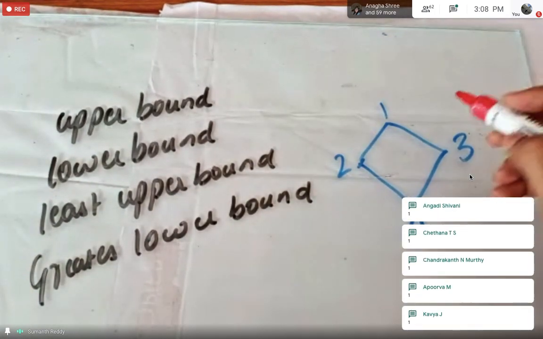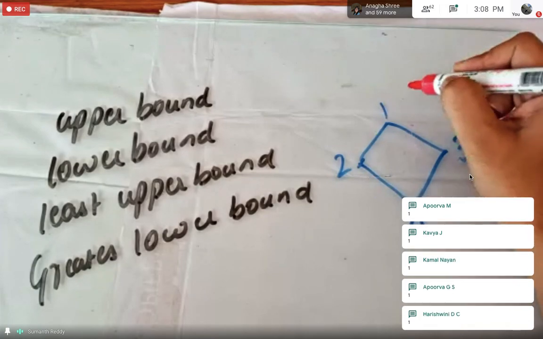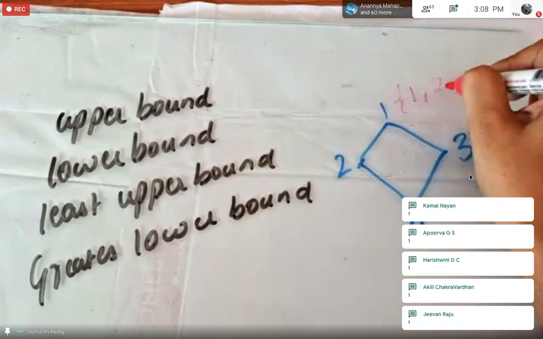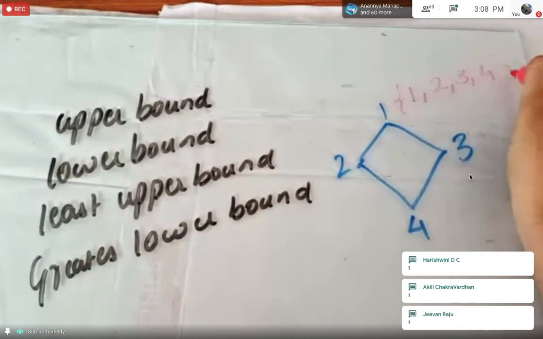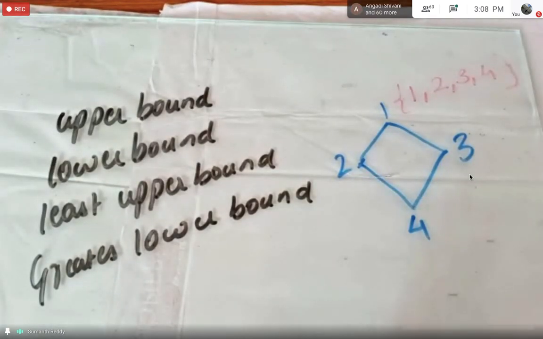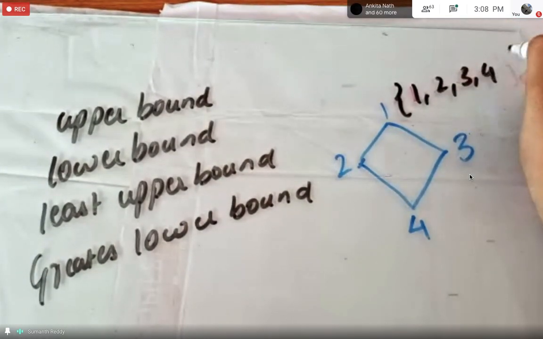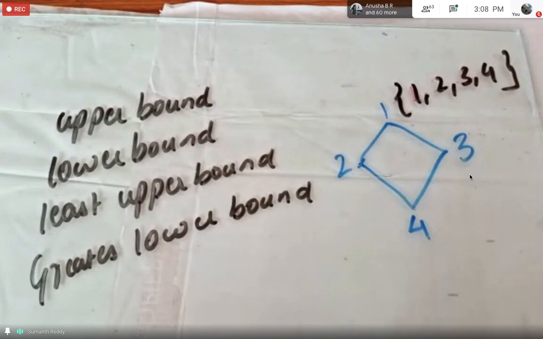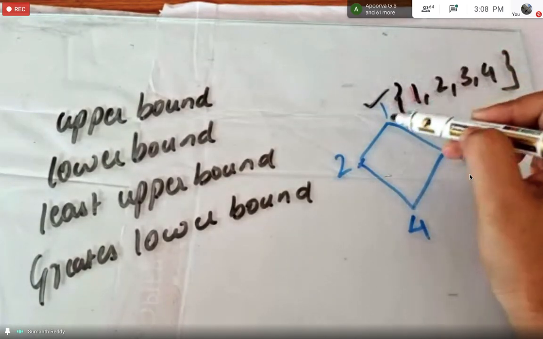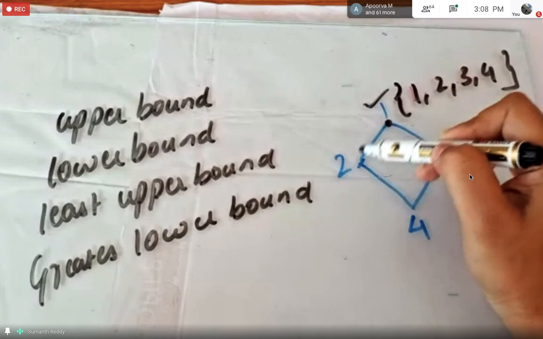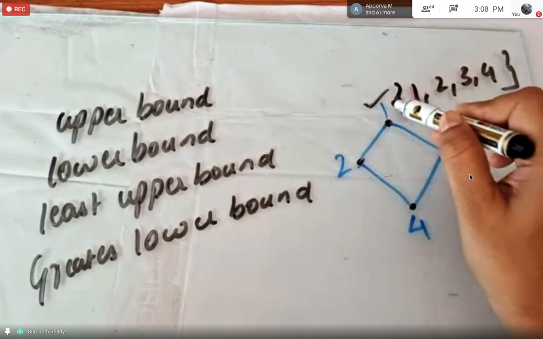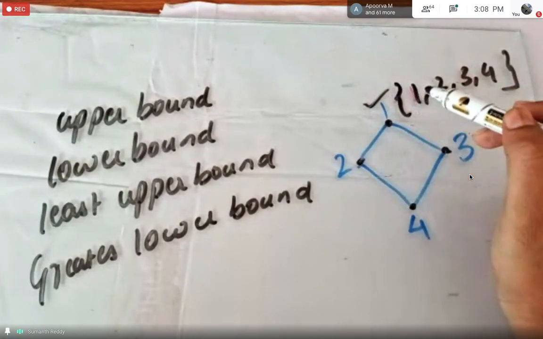Yes, the answer is 1, because when you take all the elements of this Hasse diagram, the elements are 1, 2, 3, and 4, right? So these are the elements that are present in the set. So out of these 4 elements, I think that color is not visible properly. Okay, the elements are 1, 2, 3, and 4. Fine. So out of these elements, if we have to find the greatest element, I have to consider all the elements. I have taken the greatest element as 1 because 1 is related to itself, 1 is related by 2, 3, and 4, and that is the reason I have called 1 the greatest element.